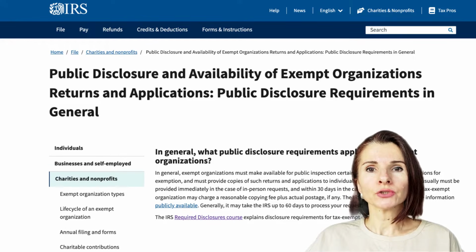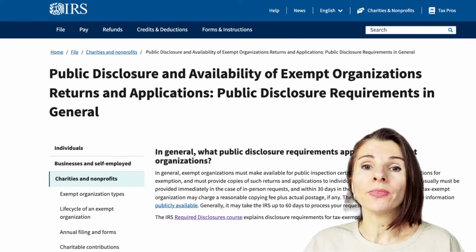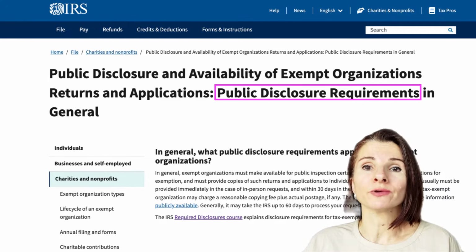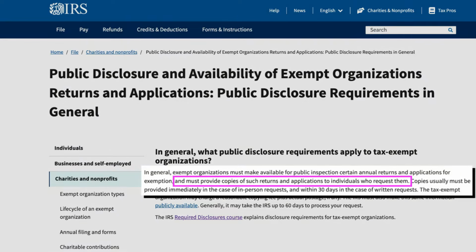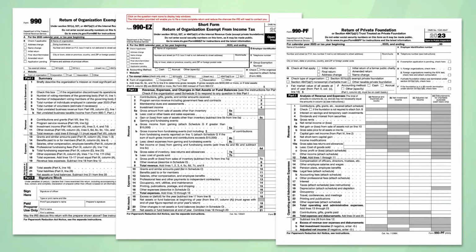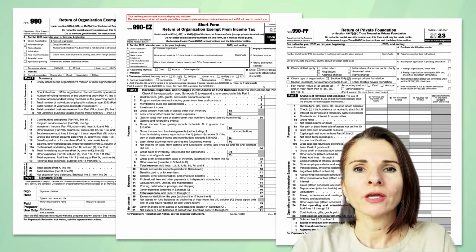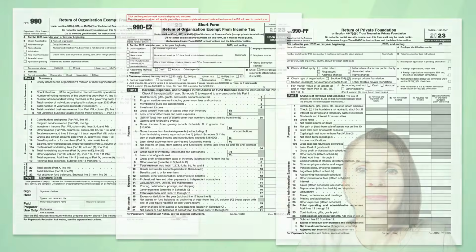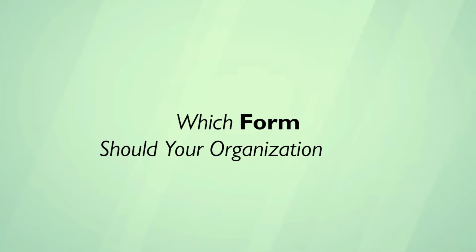These forms ensure organizations stay compliant with their tax-exempt status and are accessible for public review. Forms 990s are required to be available to the public when requested. There are several versions of Form 990, and the form your organization files depends on the exempt organization's financial activity each year. If your finances change, your form requirements may change as well. Which form should your organization file?